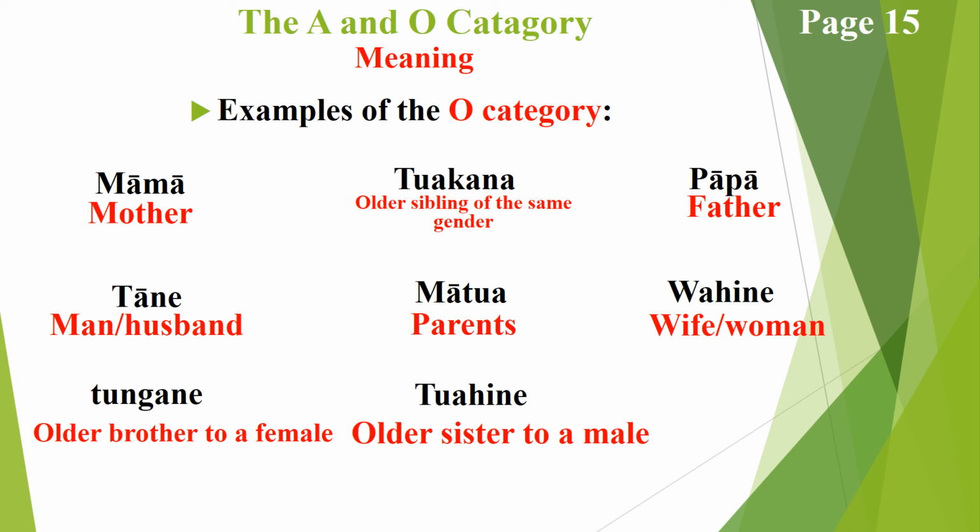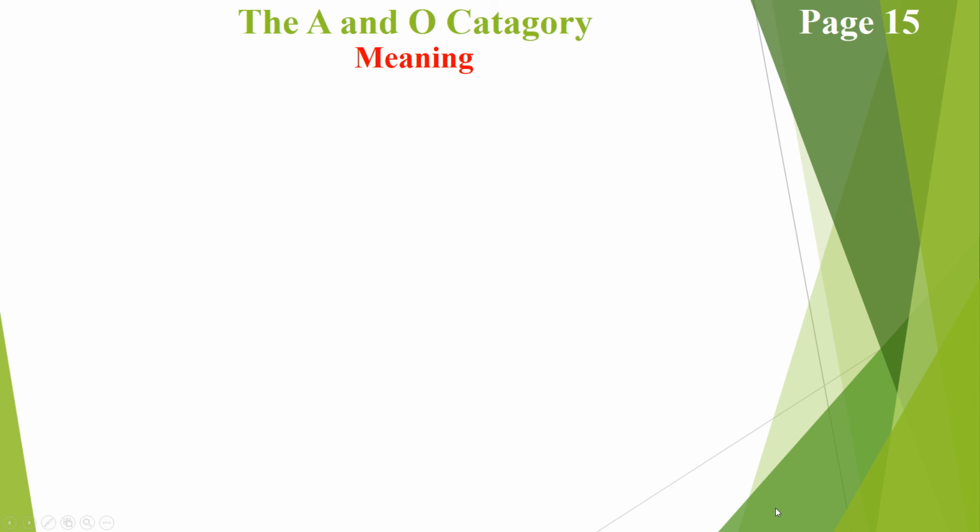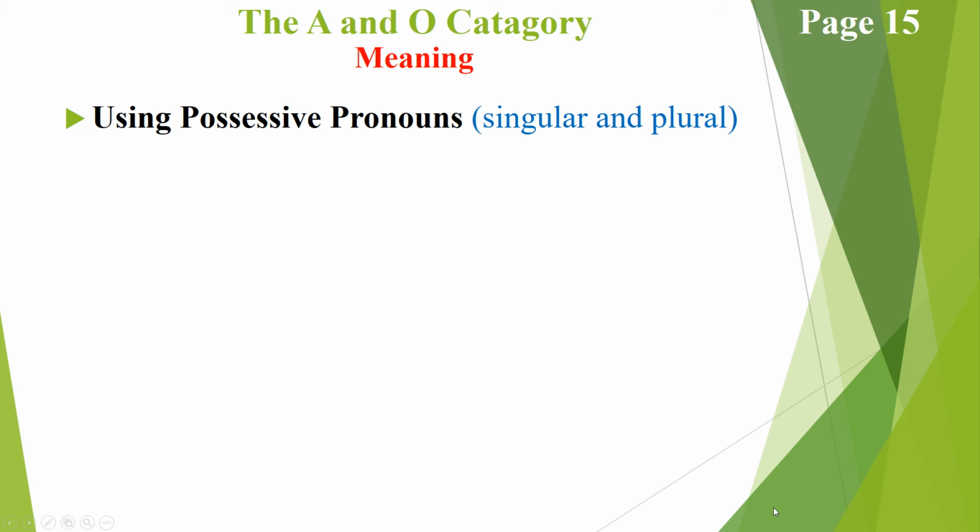These are only, once again, some examples of the O category. There are more, and unfortunately I'm not looking at those today. These are the only examples in the workbook, so we're working with what's in the workbook, whānau. Ka pai? So now, using possessive pronouns in singular and plural form.